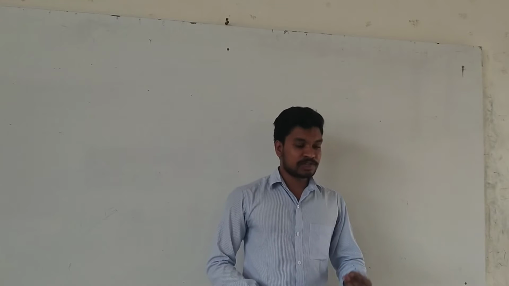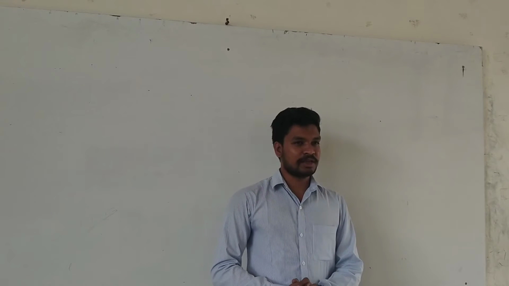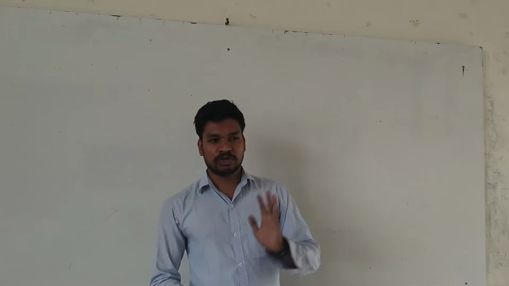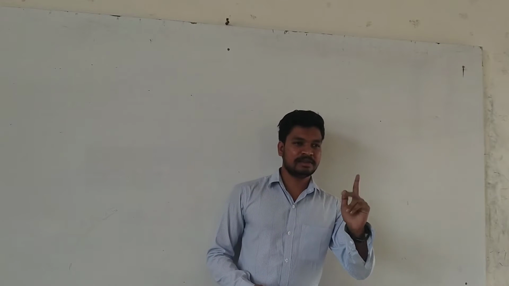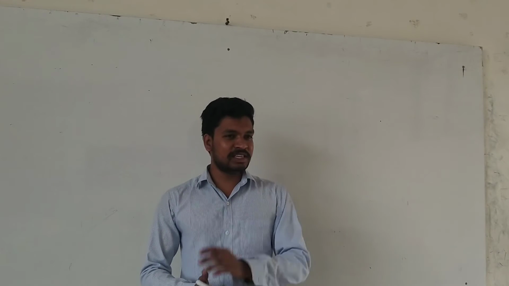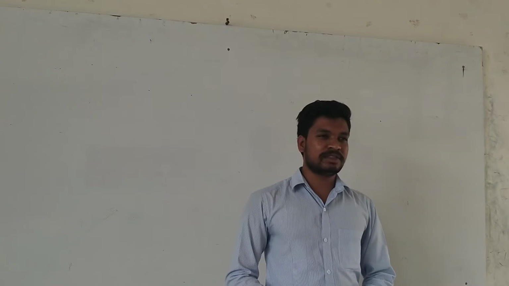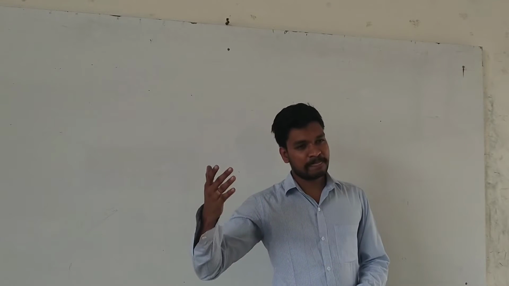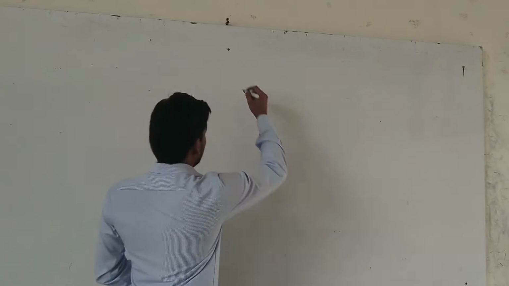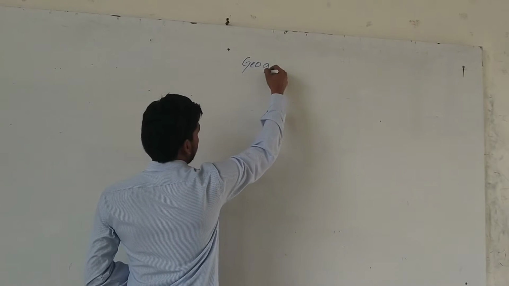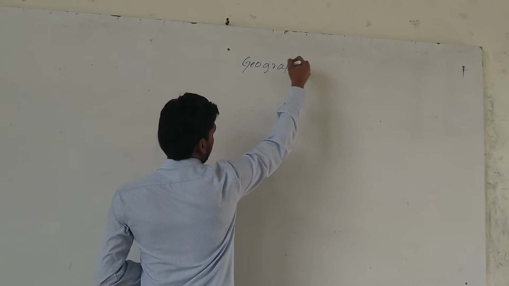In the last class, we started to discuss the first chapter of geography. As you know, we have three disciplines, three branches, three books in social science. So what are those three books? Geography, history, then civics. Among these three, we started to discuss the chapters given in geography.